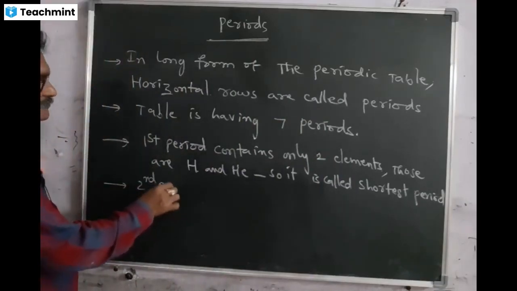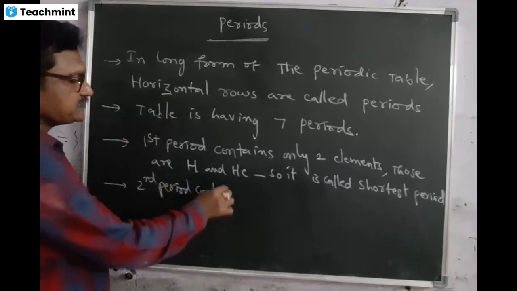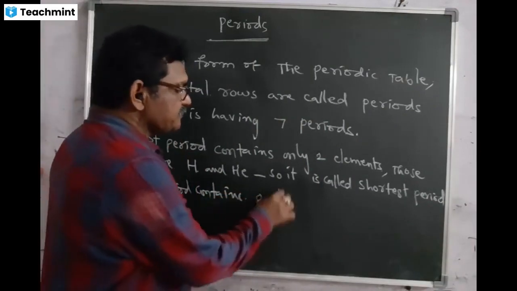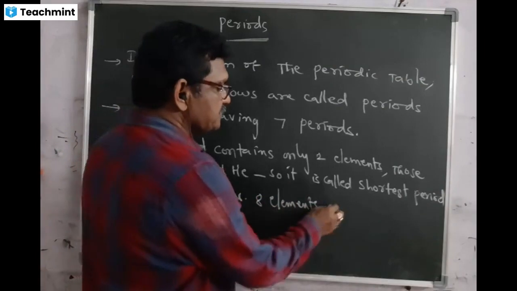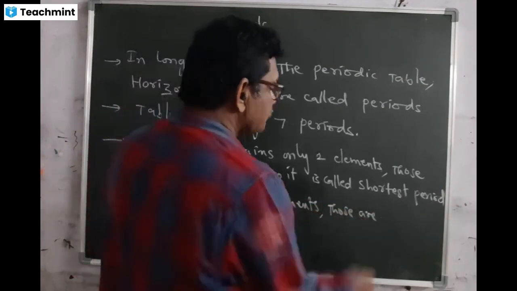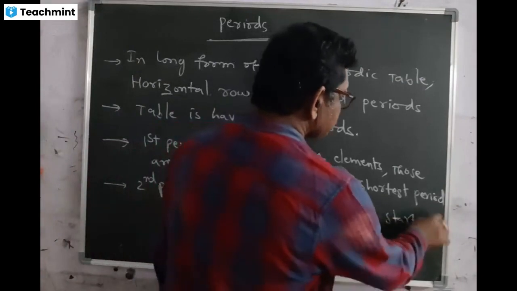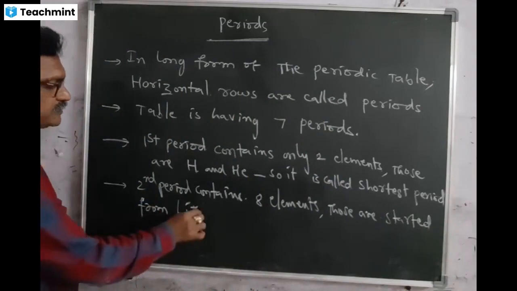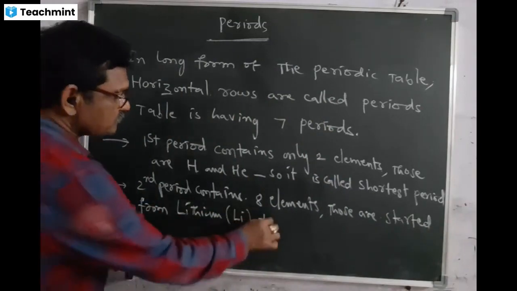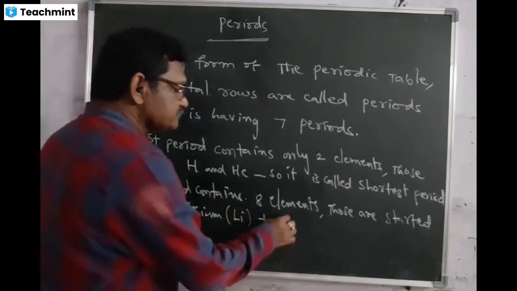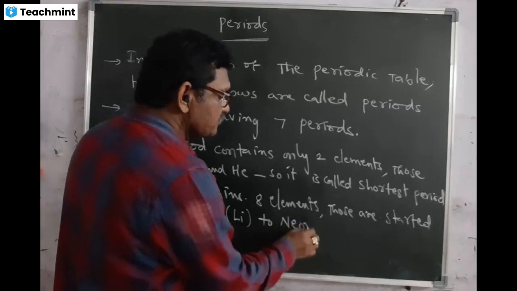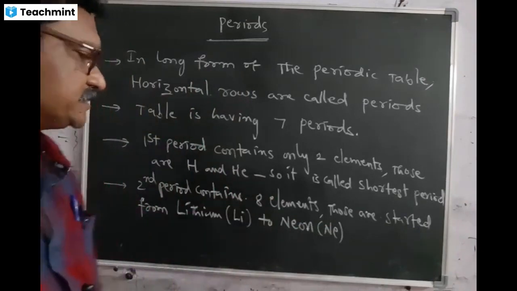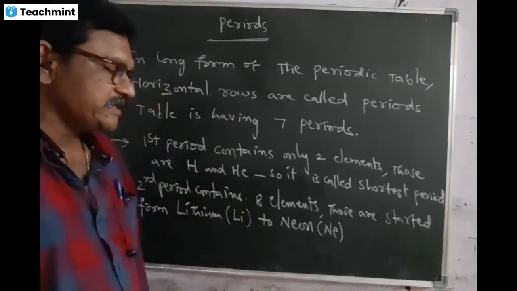Second period contains eight elements. Those run from lithium, symbol Li, to neon, symbol Ne. So the second period contains eight elements, from lithium to neon.